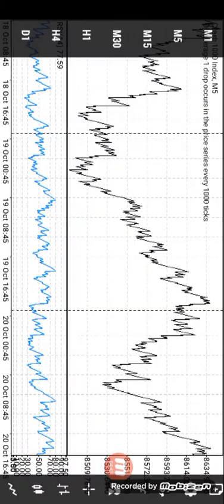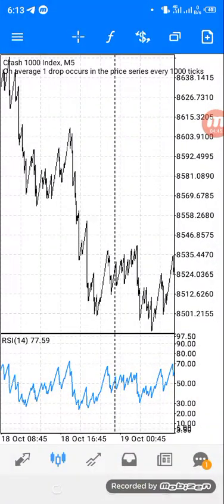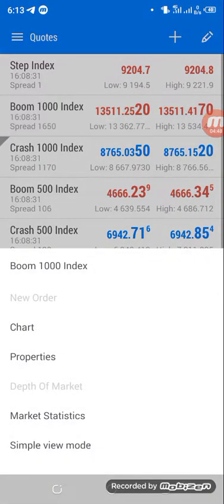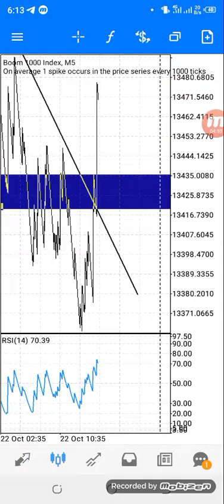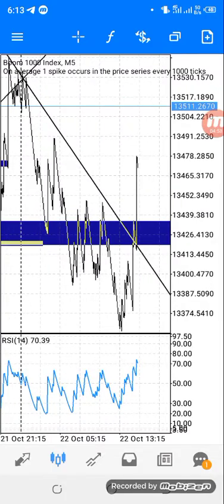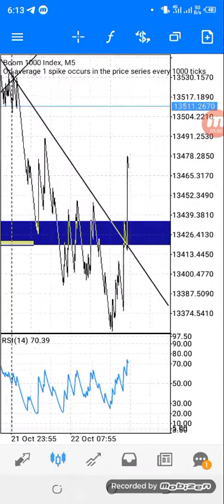Okay, so this is how you spot the zones. We can check on another one. Let me flip the screen again. Let's go to Boom 1000. Boom 1000, and our network is wow.